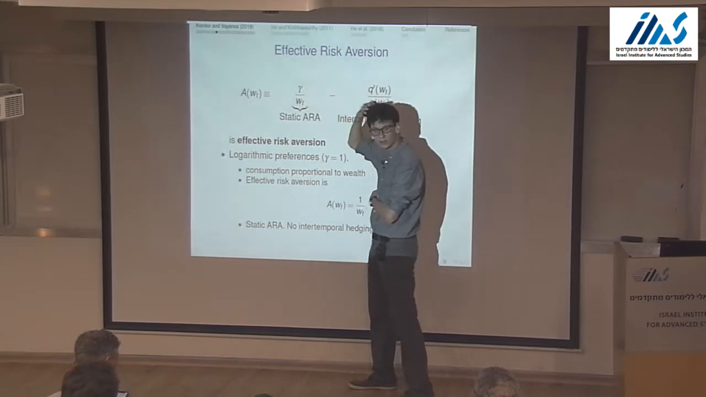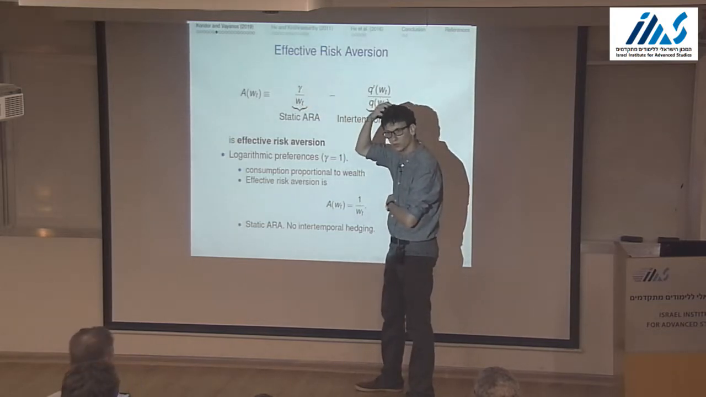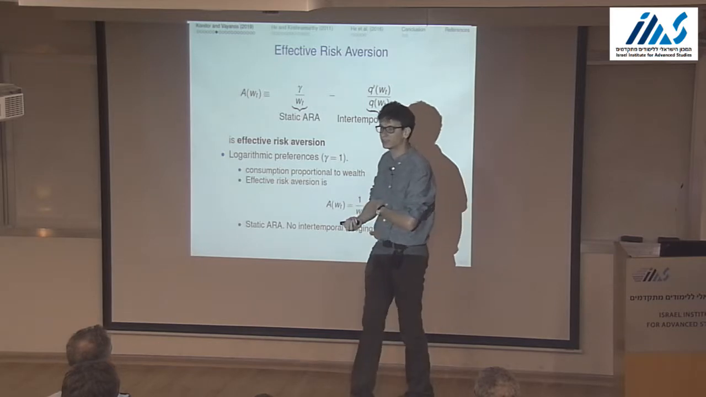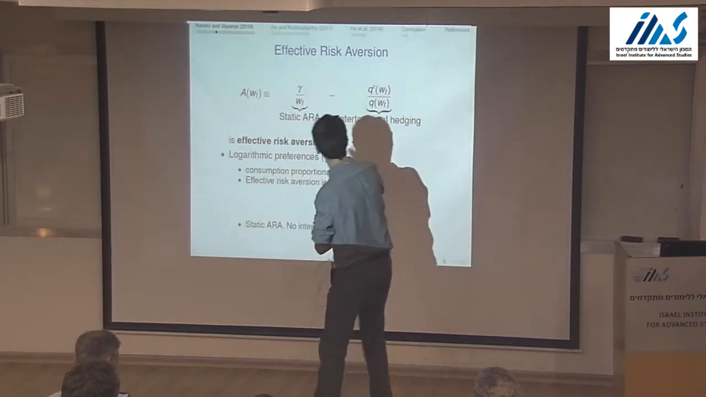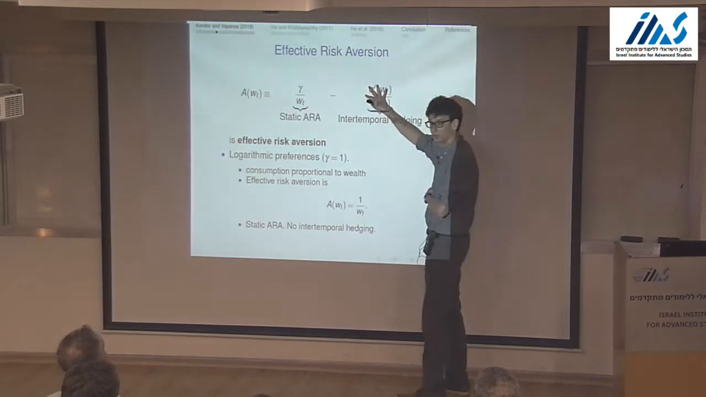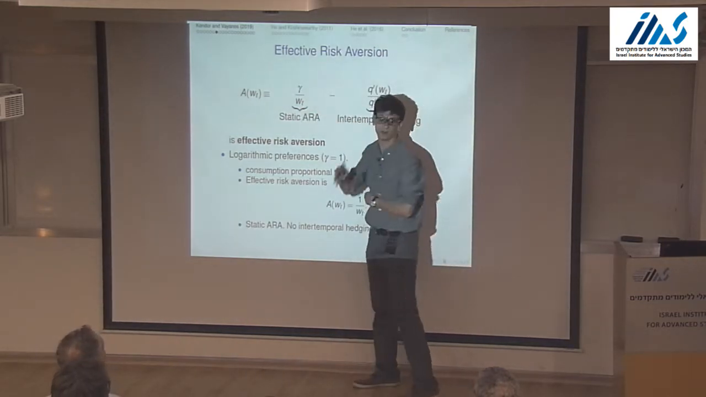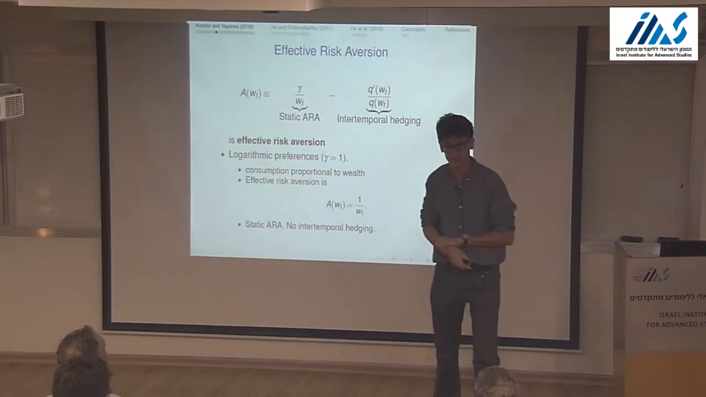And it turns out, I don't know whether you know this or not, logarithmic guys are basically myopic. They don't have intertemporal hedging demand, so this thing actually disappears. Then this absolute risk aversion is just 1 over W, and that's it.